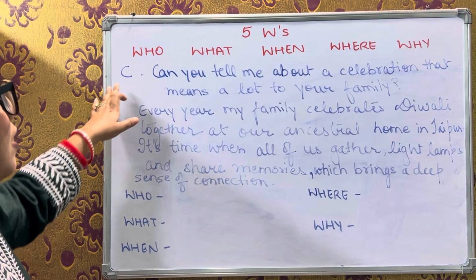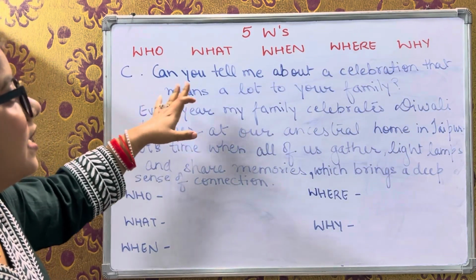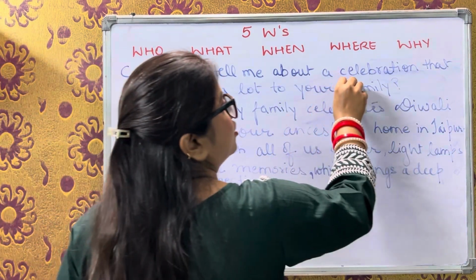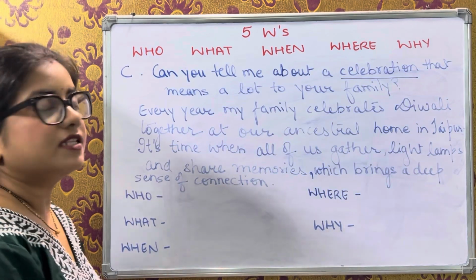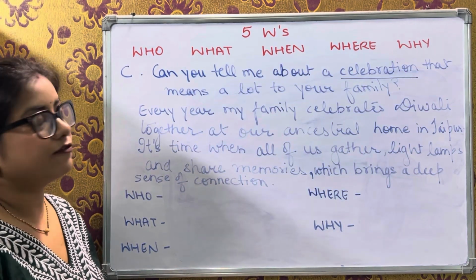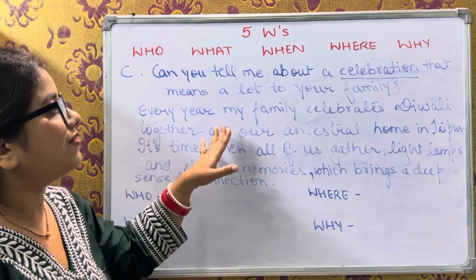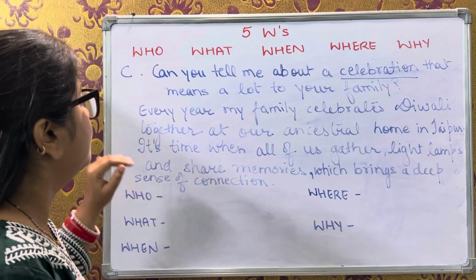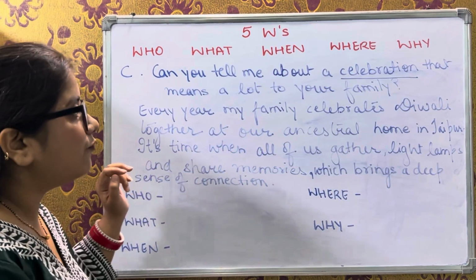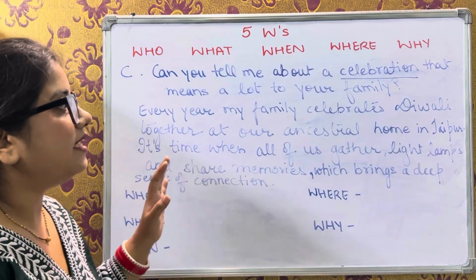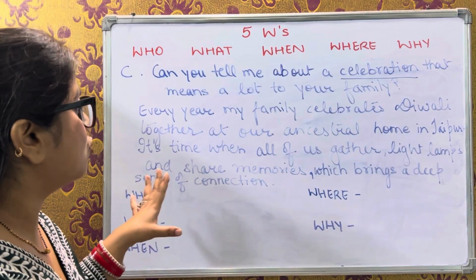Now we are talking about the topic based on alphabet C. Can you tell me about a celebration that means a lot to your family? How would you answer that question by including the 5 W's? The perfect answer would look like, every year my family celebrates Diwali together at our ancestral home in Jaipur. It's a time when all of us gather, light lamps and share memories, which brings a deep sense of connection.